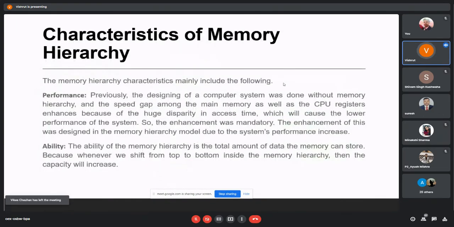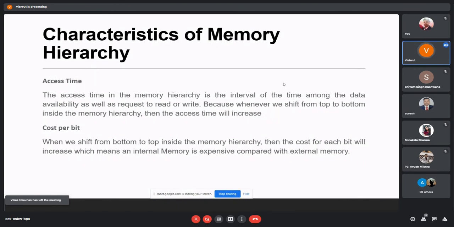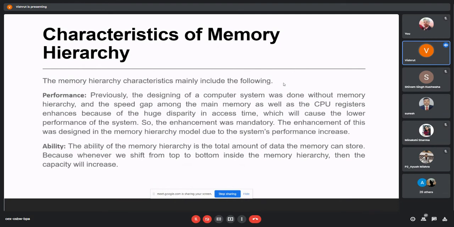Characteristics of memory hierarchy. The memory hierarchy characteristics mainly include the following: performance, ability, access time, and cost per bit. Performance. Previously, the design of a computer system was done without the memory hierarchy, and the speed gap between the main memory as well as the CPU registers increased because of the huge disparity in access time, which caused lower performance of the system. So the enhancement was mandatory. The enhancement was designed in the memory hierarchy model to increase the system's performance.